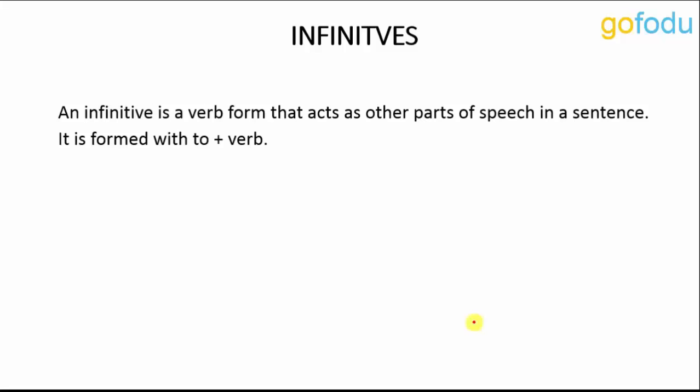Infinitives act as other parts of speech in a sentence. They do not act as verbs. What they do is, to the base form of verb, for example, if I say I buy cookies, to the base form of verb, the initial form, we just add a to preposition on the left hand side of it and it becomes an infinitive.